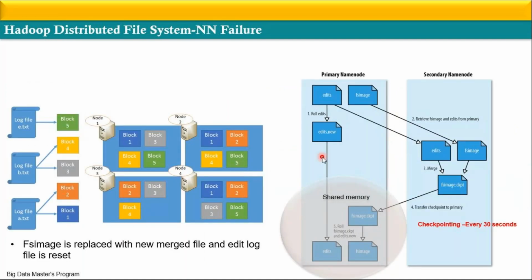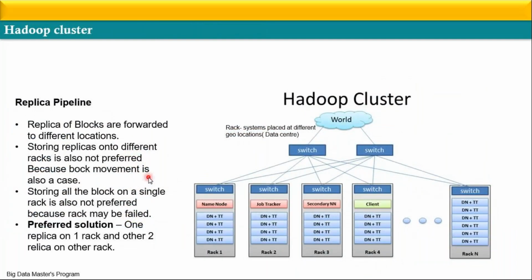Okay, so we discussed edit log and fs image. With the help of these two files, I will be able to maintain the normal functionality if the name node is down, if the primary node is down, because the secondary name node is going to take these particular files from the shared memory, and the normal functioning will keep on going. So that is the benefit of the secondary name node. So I have discussed how to store the blocks in data nodes.